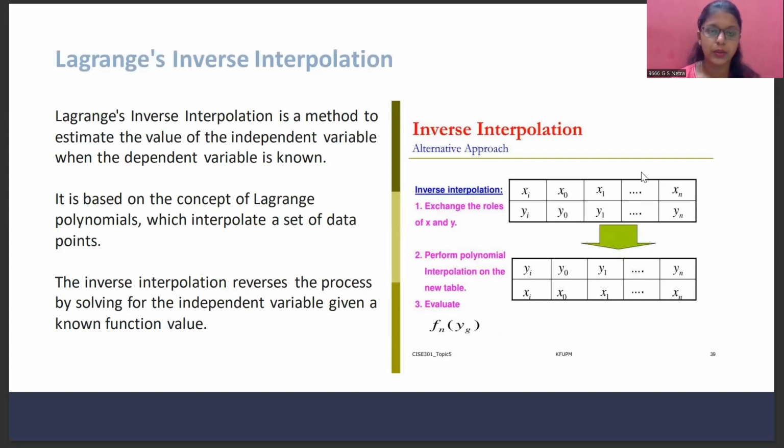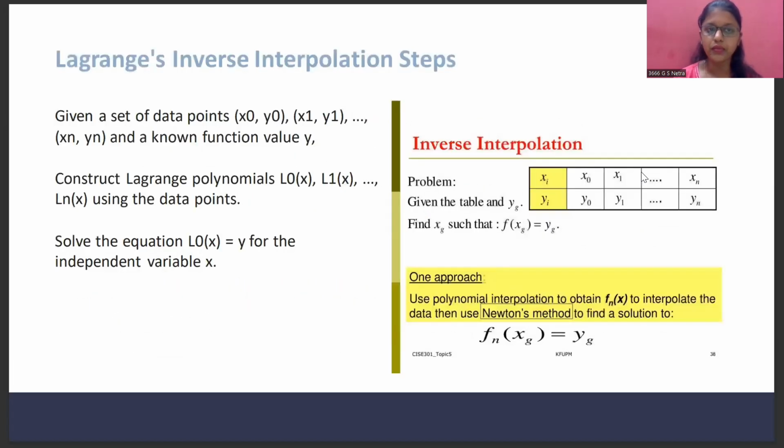Lagrange's inverse interpolation is a method to estimate the value of an independent variable when the dependent variable is known. It is based on the concept of Lagrange's polynomials, which interpolate a set of data points. The inverse interpolation reverses the process by solving for the independent variable given a known function value.